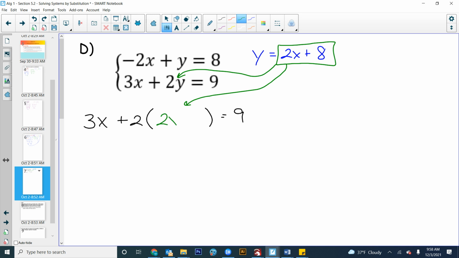The 2x plus 8 goes in for y in the second equation. Do you all see it? All right, here we go.